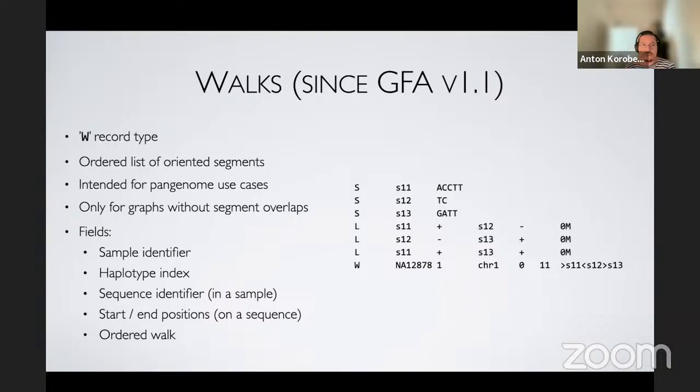And the fields are, as you can see, very centered towards pangenomic applications. Here is the sample identifier, the haplotype index, so we can have multiple haplotype paths. We have the sequence identifier in the sample, like chromosome 1, chromosome 2, chromosome X, whatever. We have the start and end position of the sequence of the path, so we do not need to trace the whole chromosome, but let's say one particular gene. And then there is the ordered walk of the segments, how the path traverses.